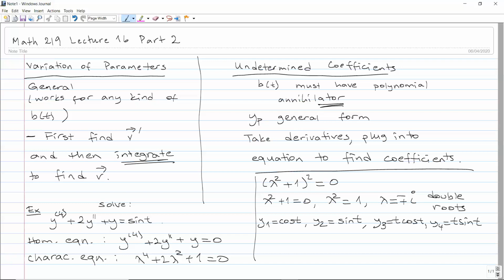So these are the 4 independent solutions of the homogeneous equation. For method of variation of parameters, remember, next we write the fundamental matrix. So this is going to be a 4 by 4 matrix because we have an equation of order 4. So in the first row, we write the independent solutions: cosine t, sine t, t cosine t, t sine t. In the second row, we take derivatives.